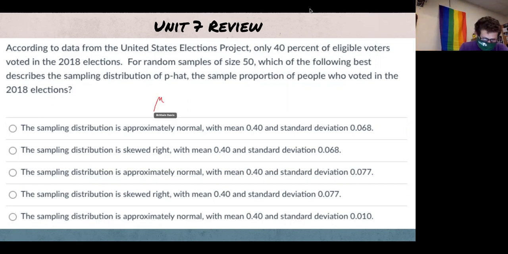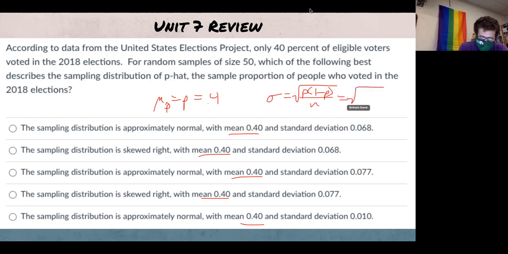The mean of this will be the same as the proportion, which is 0.4. Unfortunately, that doesn't help us because all of them show 0.4. But the next one can help us when we do P times 1 minus P divided by N, which is 0.4 times 0.6 divided by the sample size of 50, which gives us 0.069. So of my remaining answers, I'm going to cross these three out.